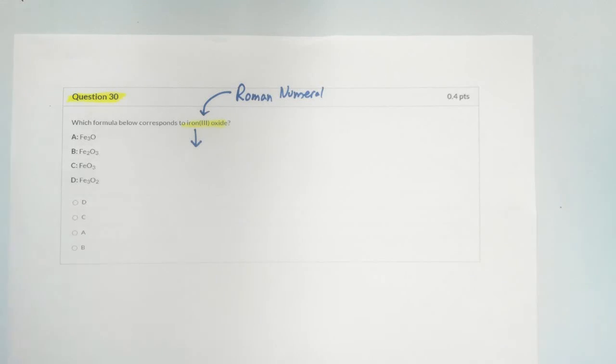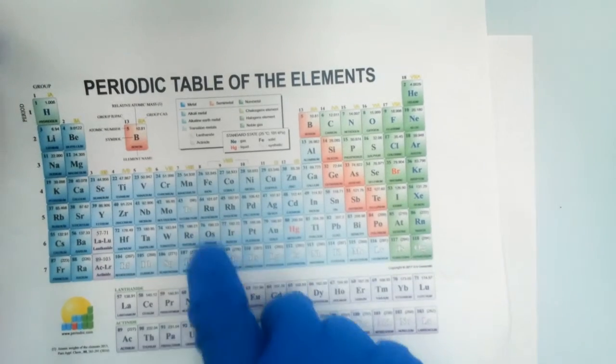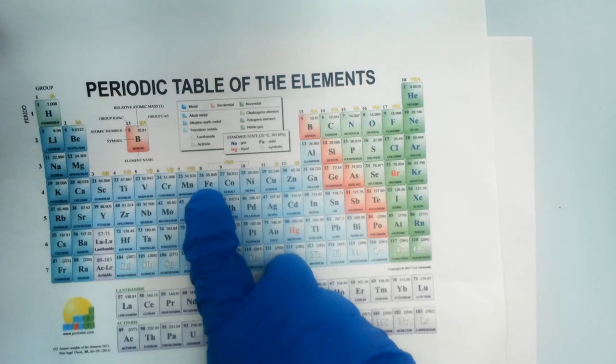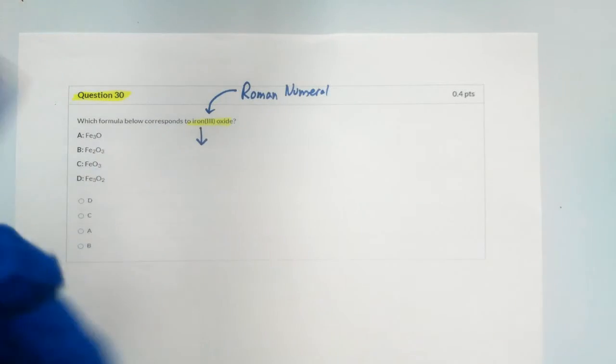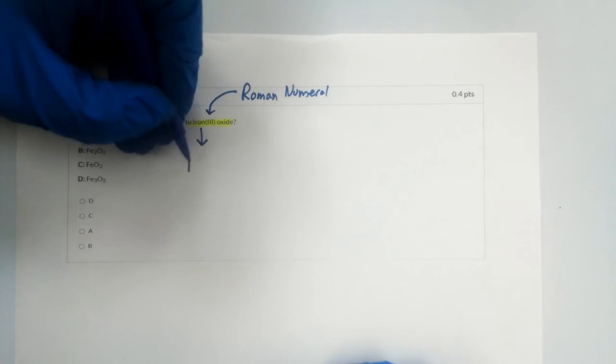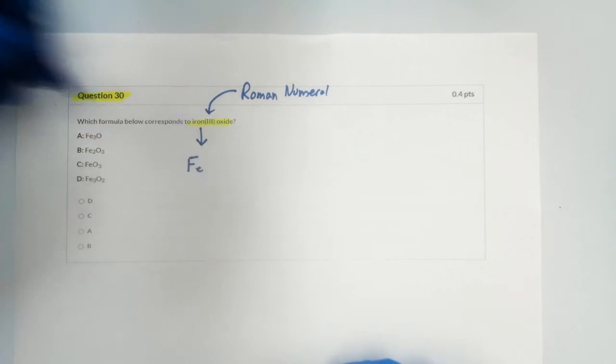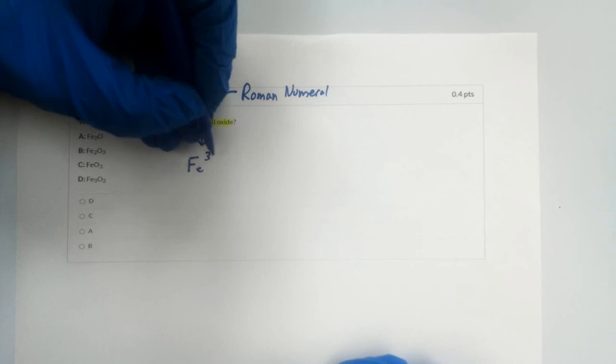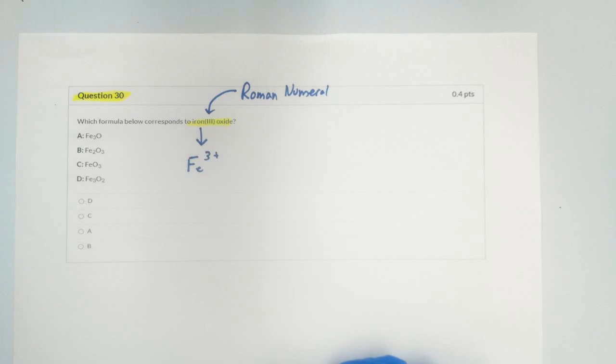Now, do you know the symbol for iron? In case you don't, you get out your periodic table. There it is. It's number 26, iron. And what's the symbol for iron? Fe. Okay, that's the symbol for iron. Now, what did we just say the charge was? It's positive 3 or 3+. Okay, iron 3 oxide.